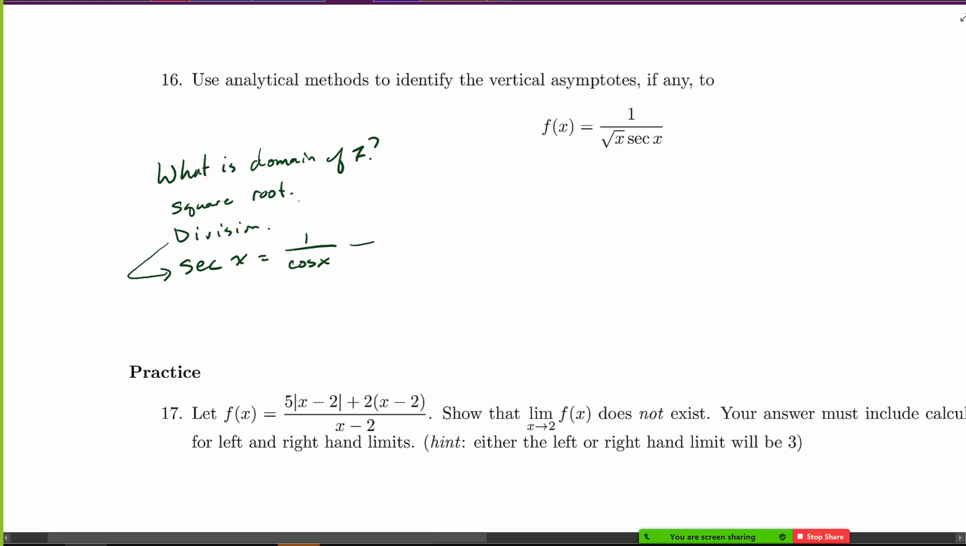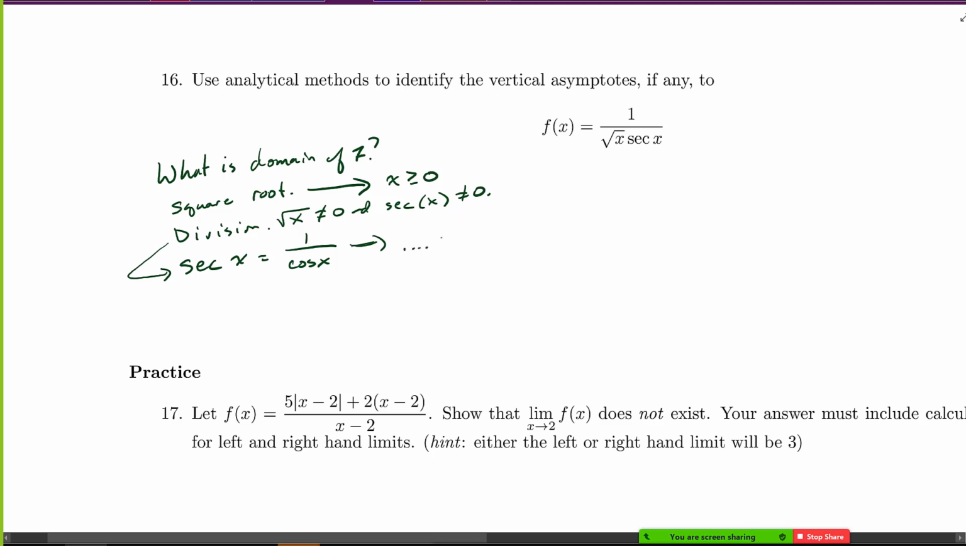And so for the square root part, we need x to be greater than or equal to 0. But notice for the division, the square root of x cannot equal 0, and the secant of x cannot equal 0. And the secant is undefined wherever the cosine of x is 0. And so that's all the multiples of what? Those are all the multiples of pi over 2.